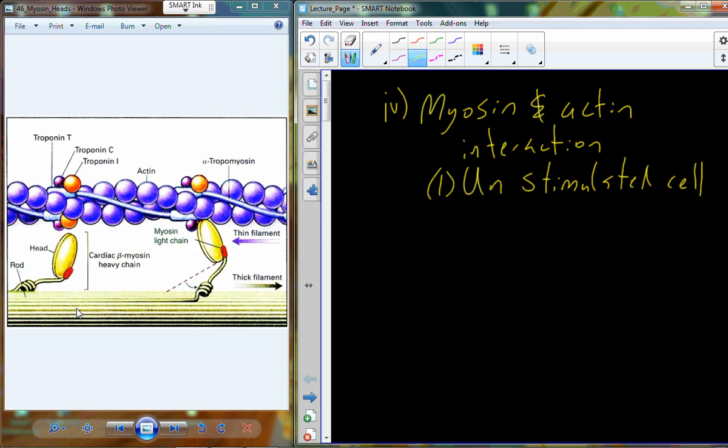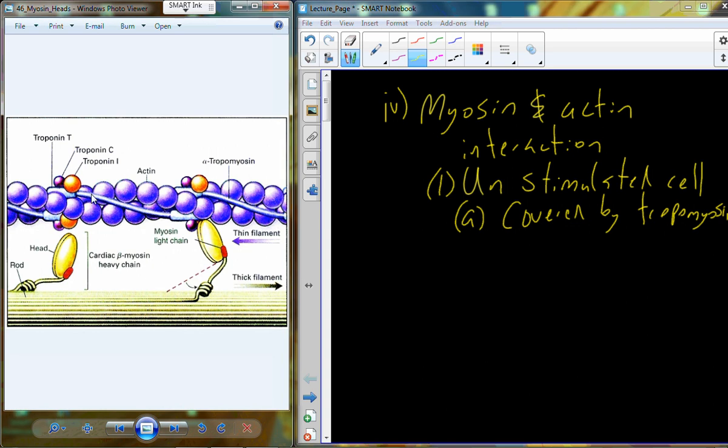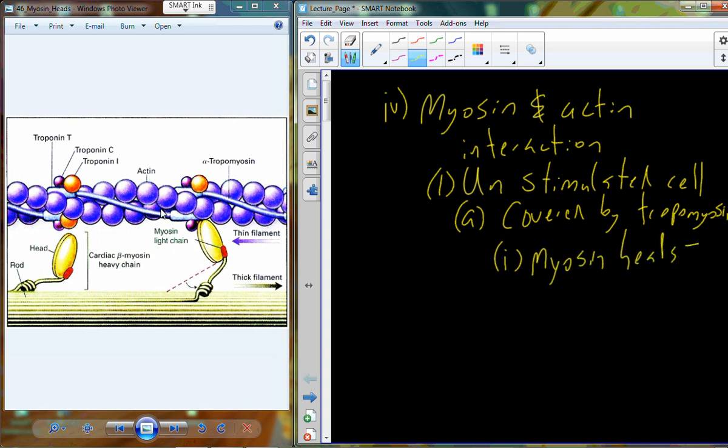When the cell is at rest, the actin and the myosin cannot bind up. And the reason for that is because actin is covered by tropomyosin. And tropomyosin is just simply this long filament-like protein that you can see here. And it just lays over those active sites, those binding sites, on the actin molecule where myosin normally can bind. So literally, this is just a block or a hindrance to myosin actually being able to make contact to those binding sites on the actin molecule. So myosin heads cannot grab onto the actin.